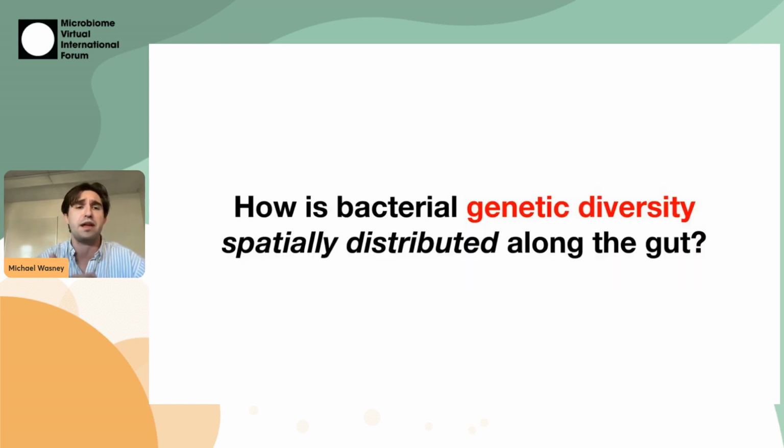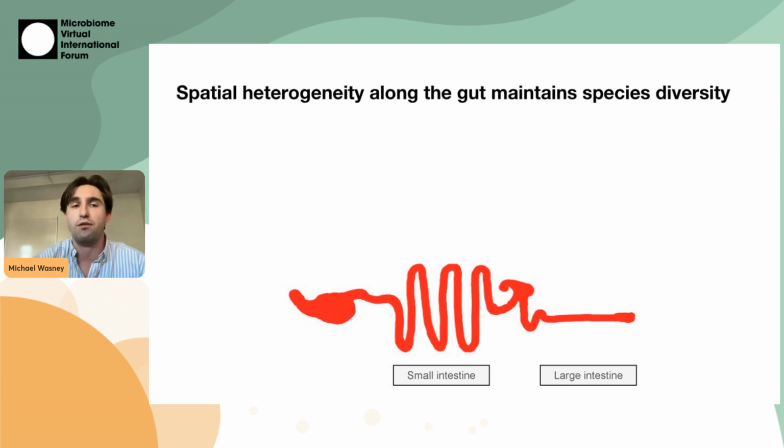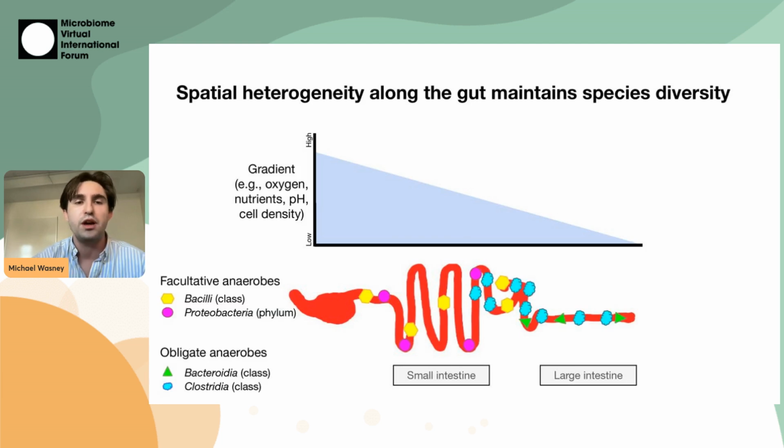So that leads to the main question of my study: is bacterial genetic diversity spatially distributed? We do see spatial organization at the level of species. So for example, oxygen gradients in the gut maintain facultative anaerobic taxa in the upper gut, and obligate anaerobic taxa in the lower gut.